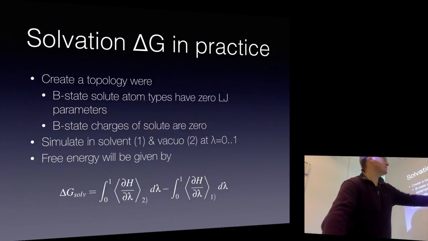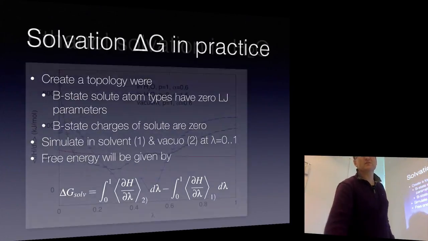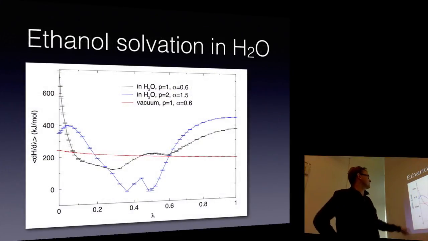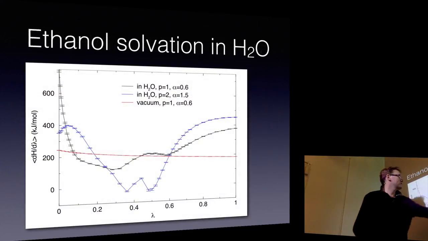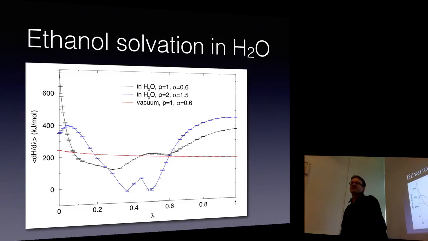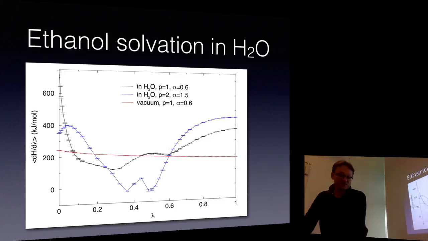This will already be in the energy files. Then you just run one GROMACS command to integrate this, and you're going to get all these dH/dlambda as a function of your lambdas. And then you will integrate these curves to get the differences. And this is not just GROMACS, all simulation programs can do this automatically for you.